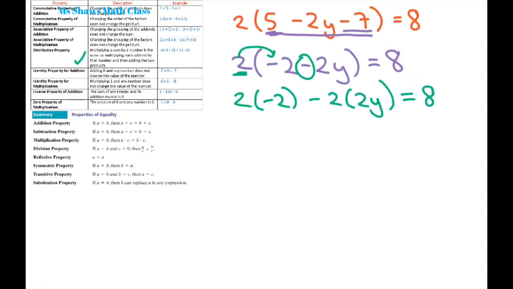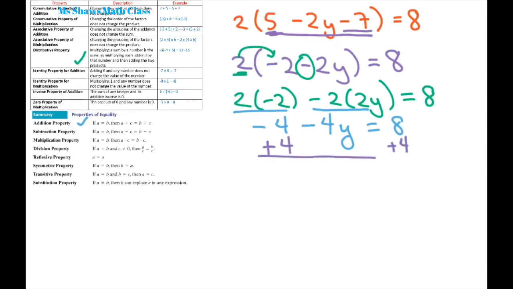Now let's clean this up a bit. 2 times negative 2 is negative 4. Negative 2 times 2 is negative 4 again. And then just put your y. All right. Now we're going to use our addition property of equality and add 4 to both sides. So we get, this is 0. So we have negative 4y equals 12.